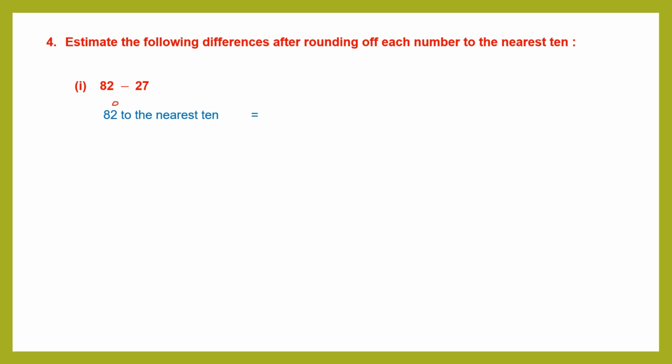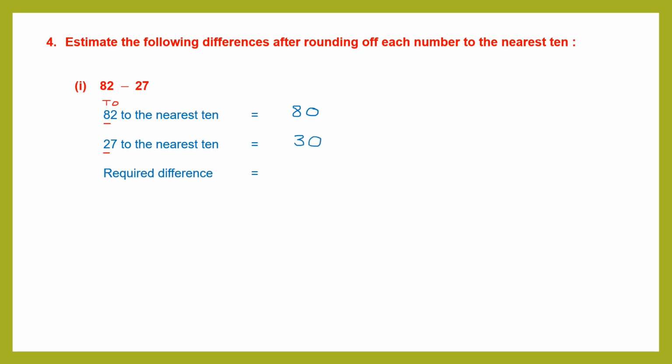So the digit in the tens place is 8. The digit to its right is less than 5. So 8 will remain the same. So we have 8, and instead of 2 we're going to put a 0. Next number is 27. In the tens place we have 2. Digit to its right is more than 5. So 2 will now become 3. And 7 will be replaced with a 0.